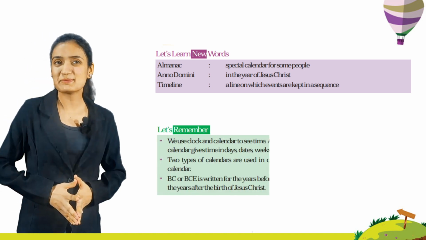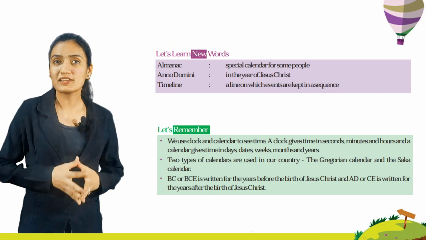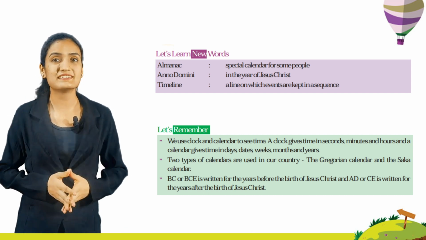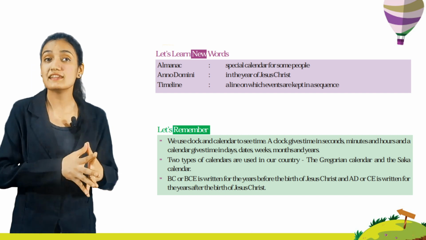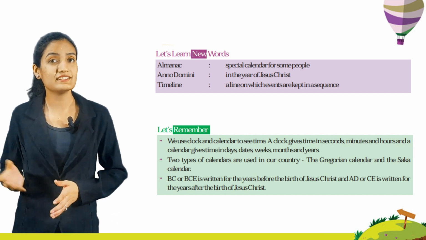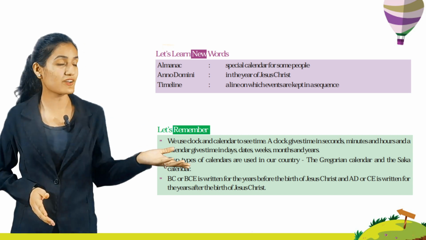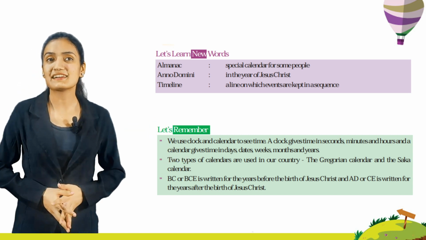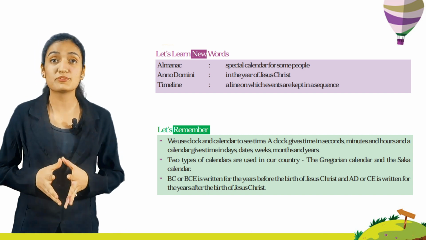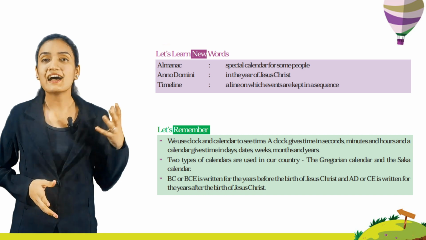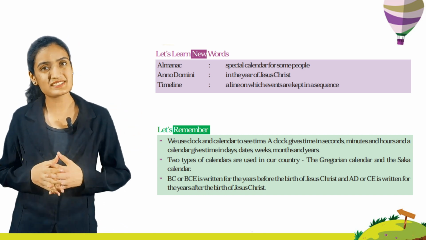Now kids, let's remember. We use clock and calendar to see time. A clock gives time in seconds, minutes and hours, and a calendar gives time in days, dates, weeks, months and years. Two types of calendars are used in our country, the Gregorian calendar and the Saka calendar. BC or BCE is written for the years before the birth of Jesus Christ and AD or CE is written for the years after the birth of Jesus Christ.